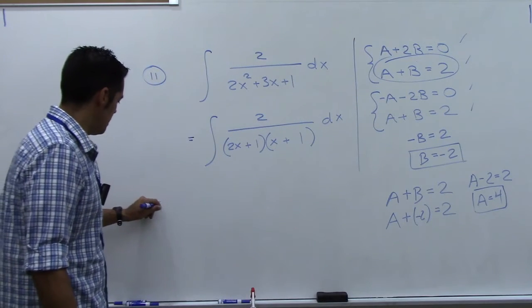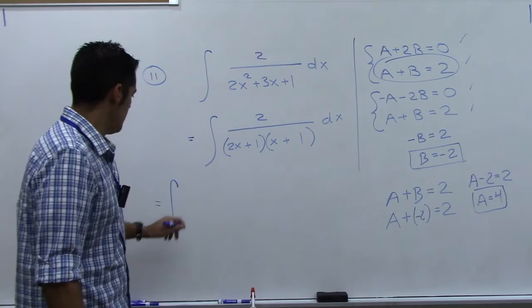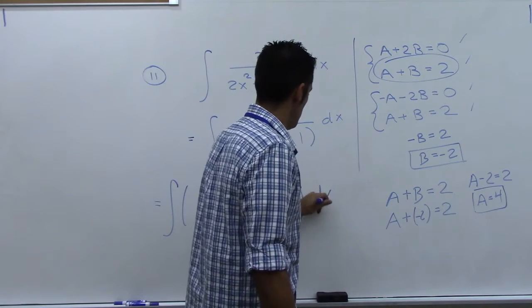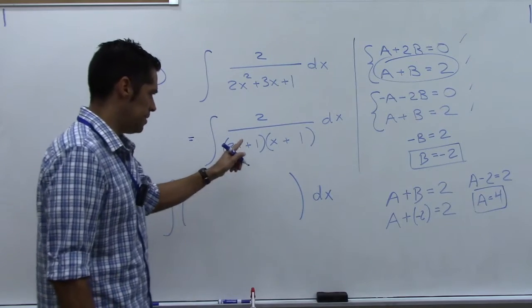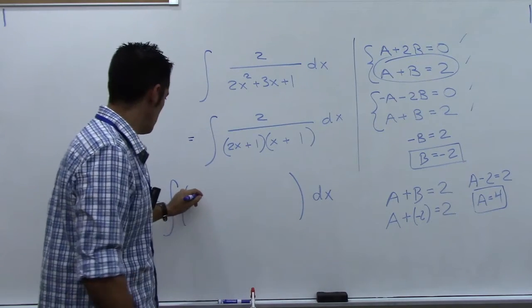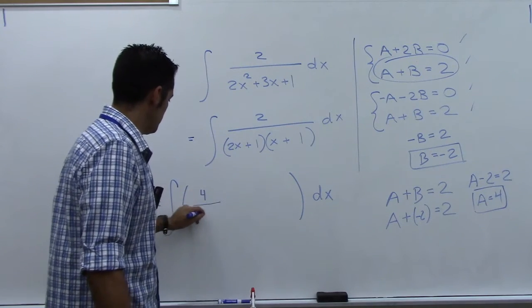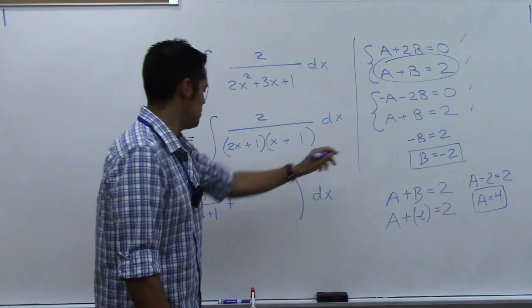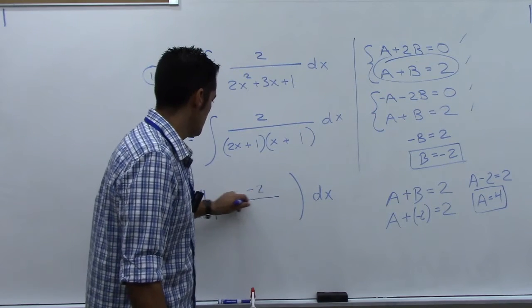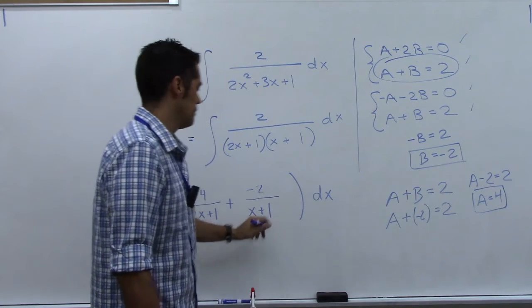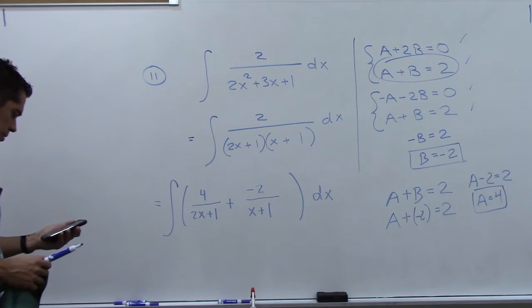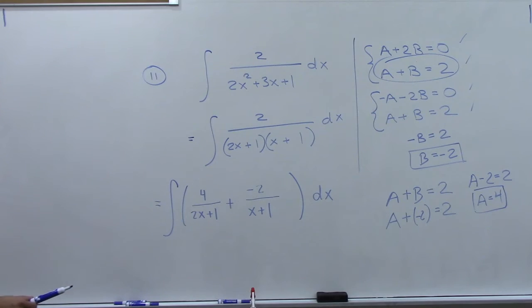When I rewrite this integral, I get two pieces here. I have a, it was a over this, so a was 4, so 4 over 2x plus 1, and then plus b, which was negative 2, over x plus 1. All right, now at this point I can do my integration. Let me just check this here.